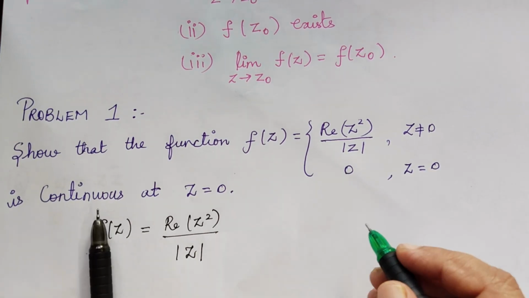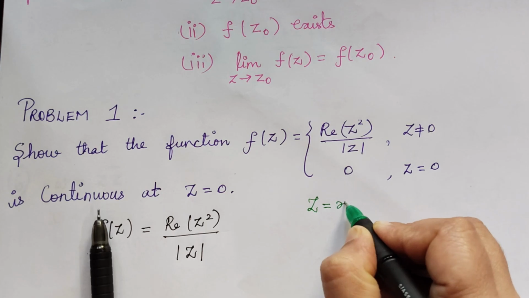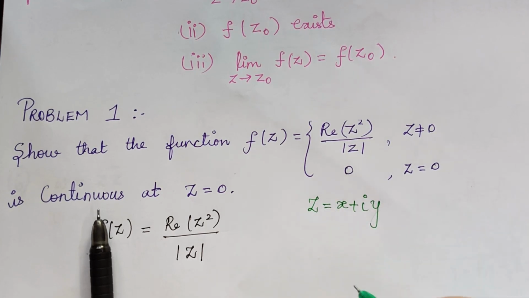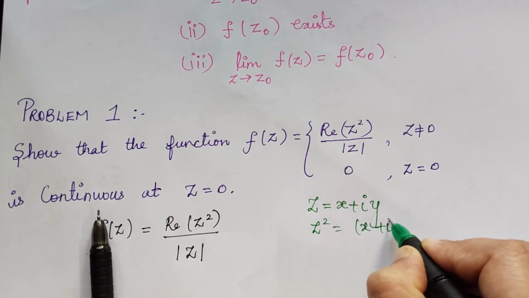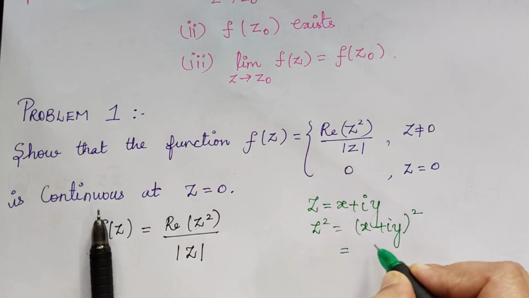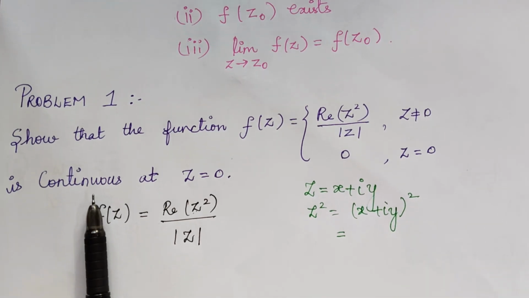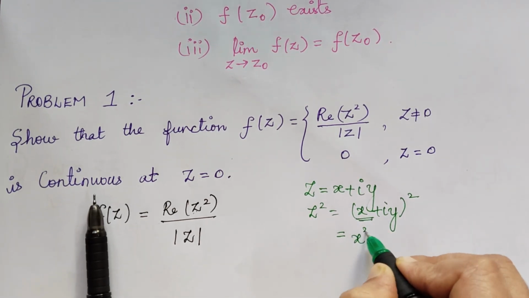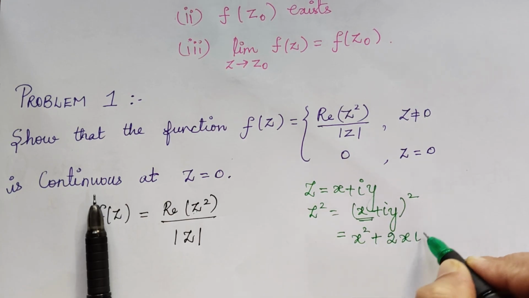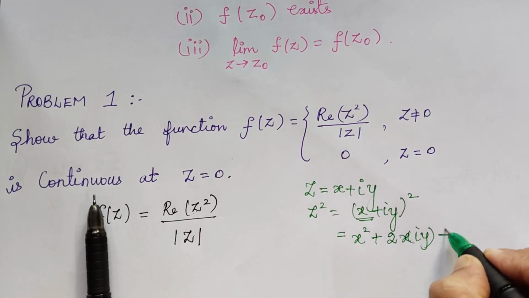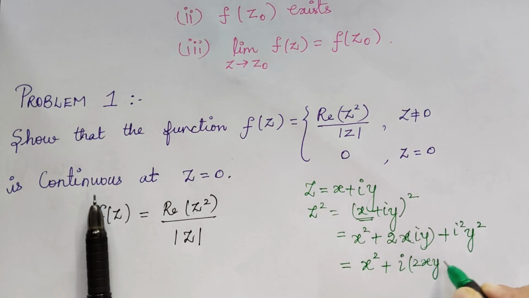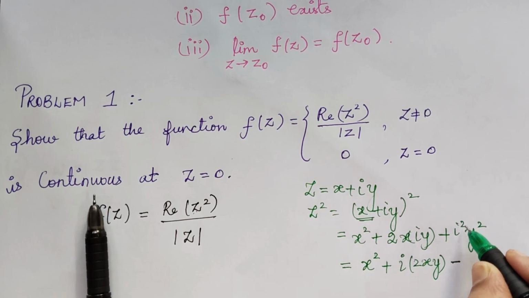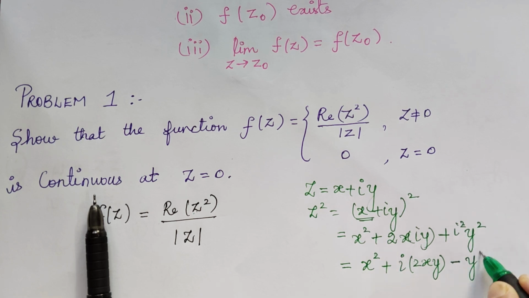Now we know that the complex variable z is equal to x plus iy, and we have to take z square. So z square will be equal to x plus iy the whole square, which is equal to, expanding by using a plus b the whole square formula, x square plus 2xiy plus i square y square, and that is equal to x square plus i multiplied with 2xy, minus y square, because i square is equal to minus 1.